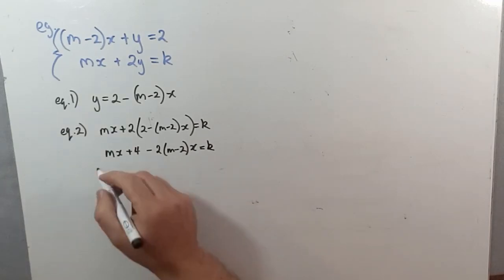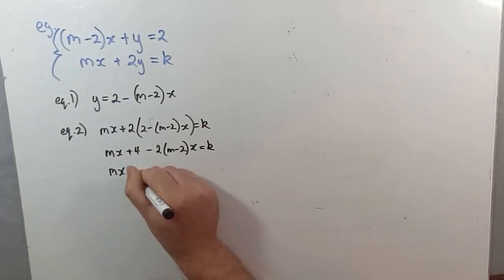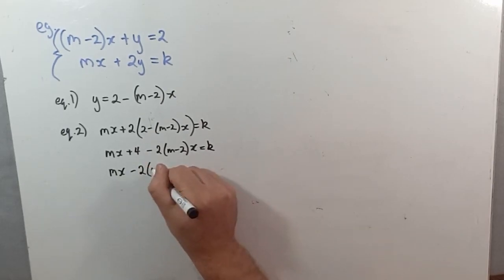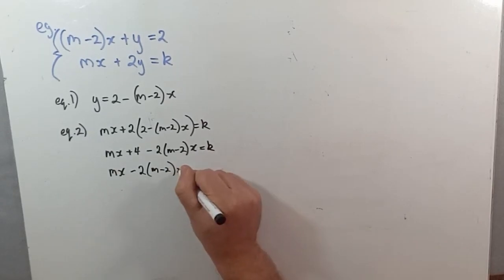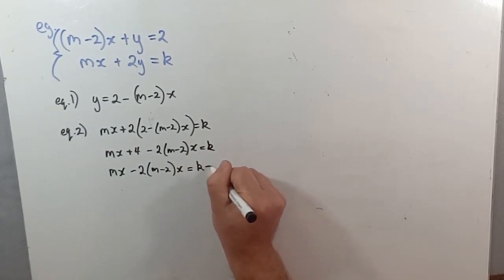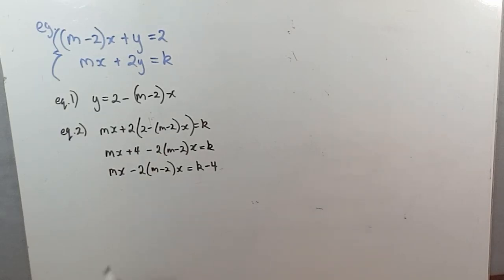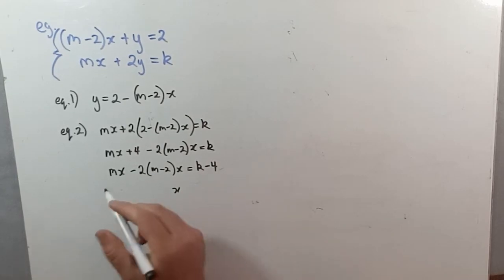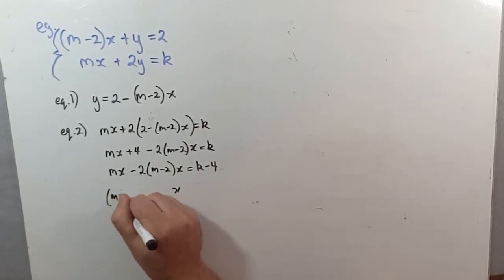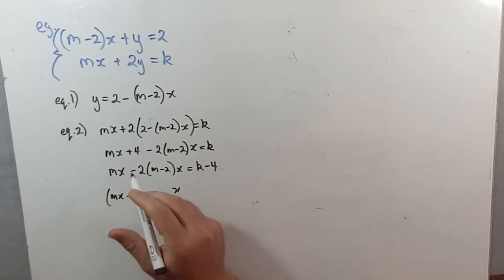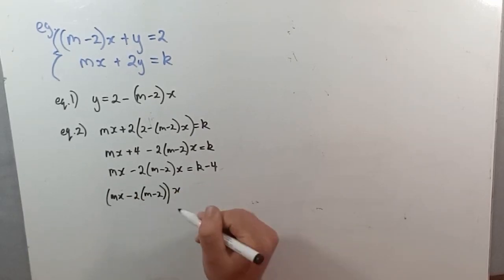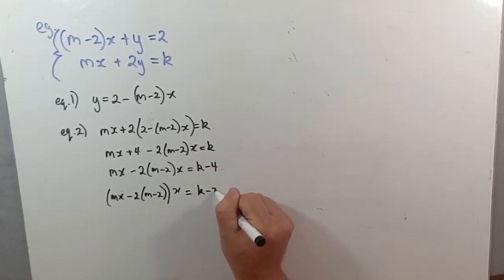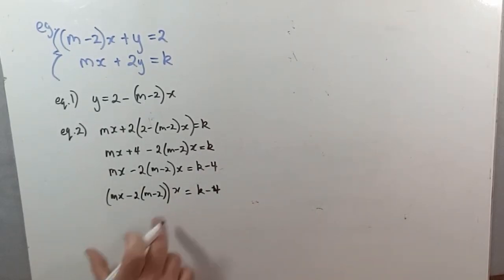All right, we'll move the 4 over to the other side. We've got to be a little bit careful all the time, making sure we get things right. Equals k minus 4. Now we've got the x's on this side, so let's bring the x out and put everything else in a bracket. So we've got mx minus 2m minus 2, bracket. That's just taking out the x as common on this side.